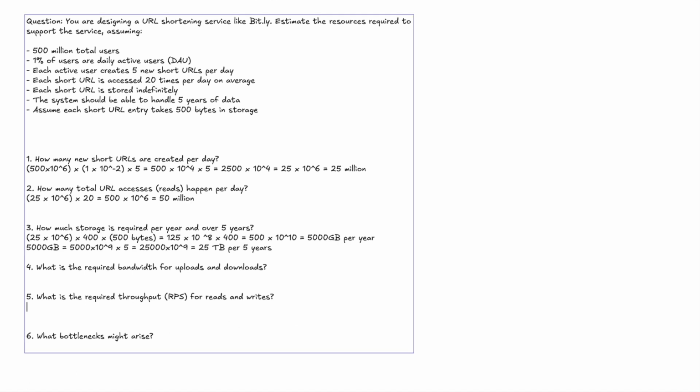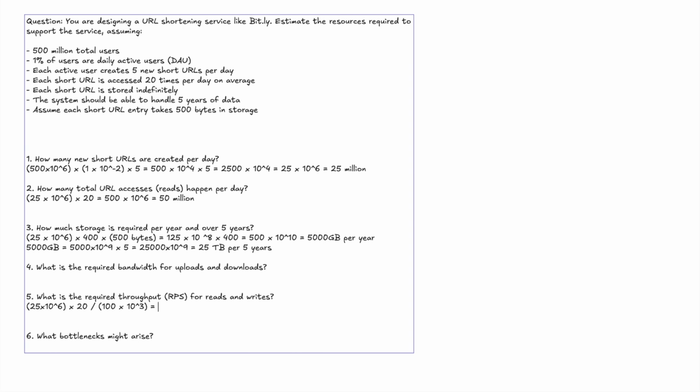So it's easier to do the throughput first, and then we can calculate the bandwidth for uploads and downloads after the reads and writes per second. Now we need to divide this total number of URLs accessed per day by the number of seconds per day. So we have 25 times 10 to the 6 times 20 accesses per day, and this is going to be divided by the total number of seconds per day, which is 86,000 or 100,000 for easier math.